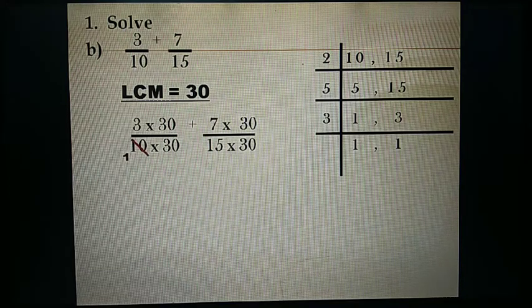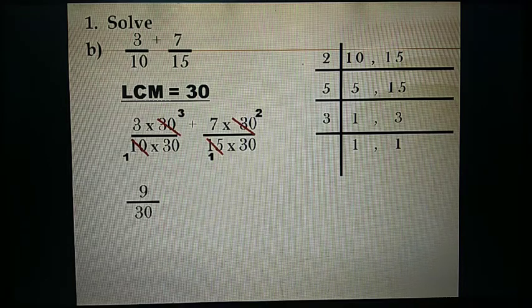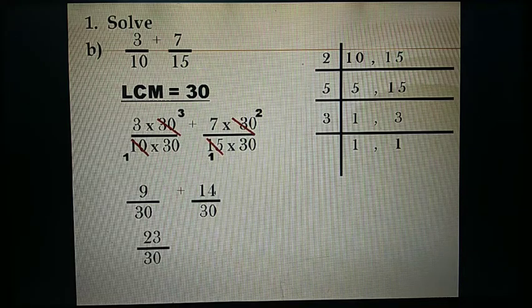Perform the cancellation. 10 ones are 10, 3 threes are 30. For performing calculation, we will use the old denominator. Now, in the first fraction, it's 3 3s are 9 upon 30. In the second one, it's 7 4s are 28... 7 2s are 14 upon 30. Adding again the two as they are like now, 23 upon 30. No common factor.